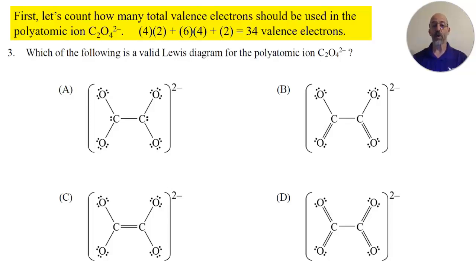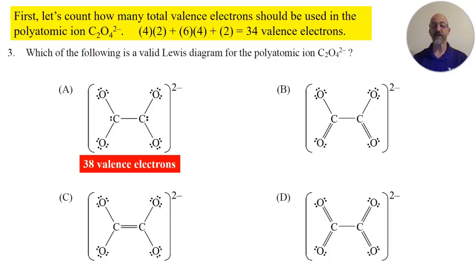So it's going to be 4 valence electrons for carbon times 2, because there are 2 carbon atoms, 6 valence electrons for oxygen times 4, because there are 4 oxygen atoms. So 4 times 2 is 8, 6 times 4 is 24, 8 plus 24 is 32. But then you'll notice I added 2 more electrons to our total for that -2 charge on this polyatomic ion. So we are looking for a Lewis diagram that has exactly 34 valence electrons. Let's start with choice A. If you count the total number of valence electrons in the Lewis diagram for choice A, there's too many electrons.